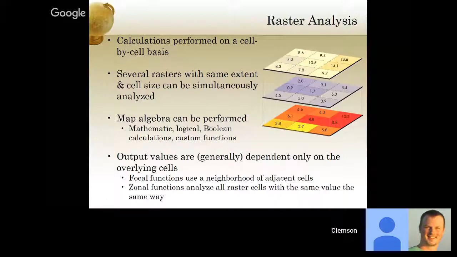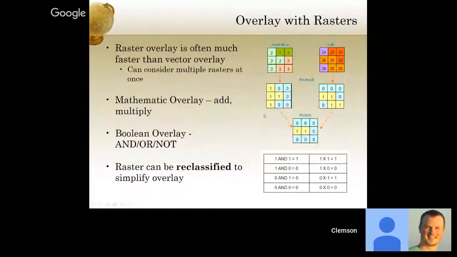There are also zonal functions that will analyze all cells with the same value the same way, where a zone indicates all cells that have the same value. So when we analyze our rasters, we're generally just looking down through our set of overlying layers and analyzing overlying cells. When we do overlay, we can do a lot of interesting things. As I pointed out, raster overlay is generally much faster than vector overlay operations.